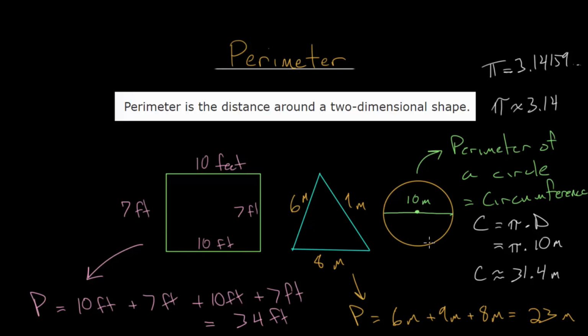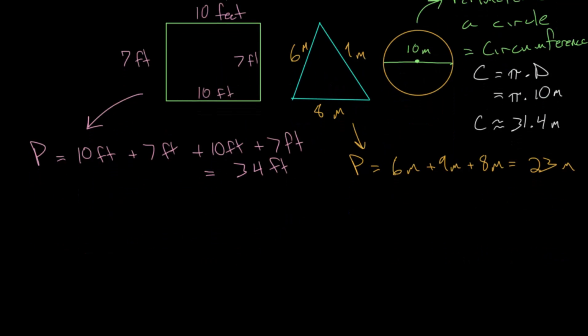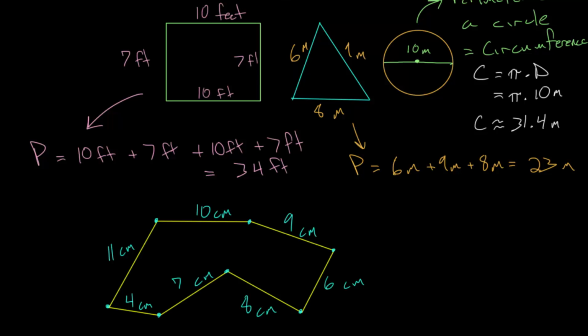So with circular shapes, you need to be a little bit more careful, but if you have something that's more like a polygon or composed of polygons, then you're just adding up the length around it. And of course, we could be talking about any type of two-dimensional shape. So let me show just one more complicated example. So let's say we have this shape here, and I've labeled all of the different side lengths.